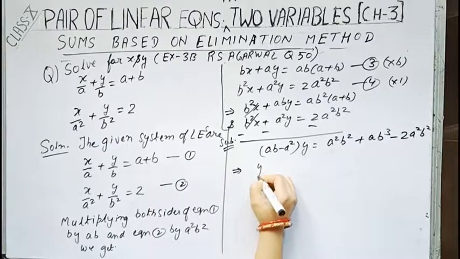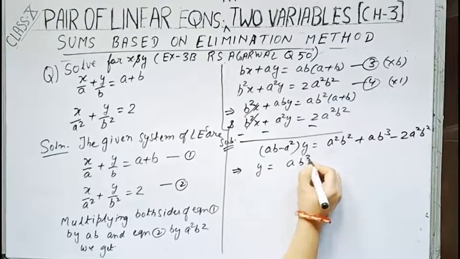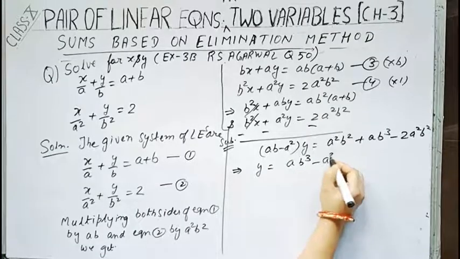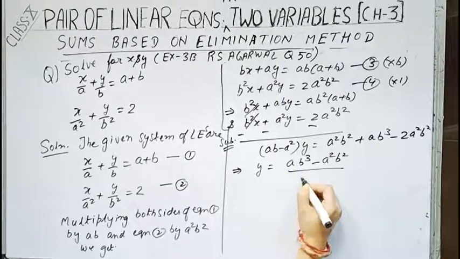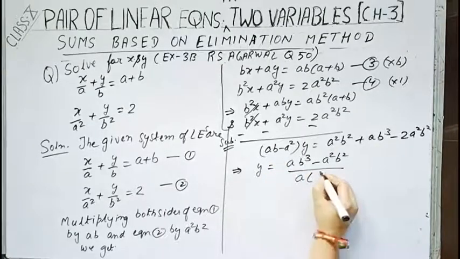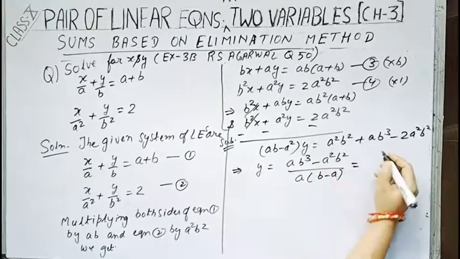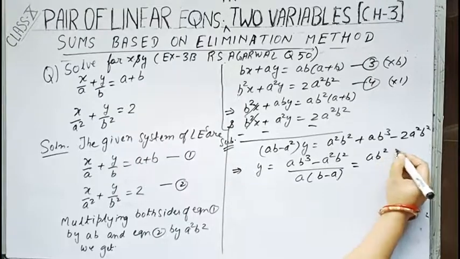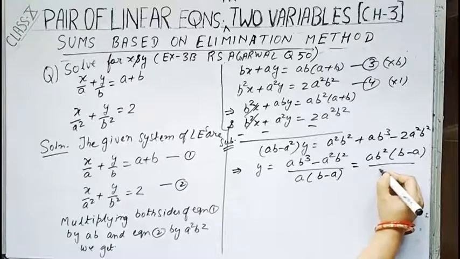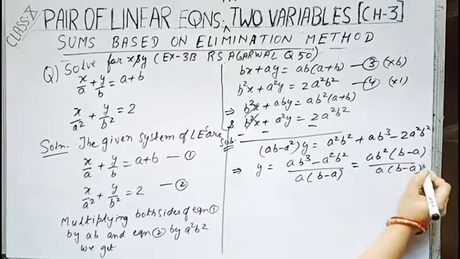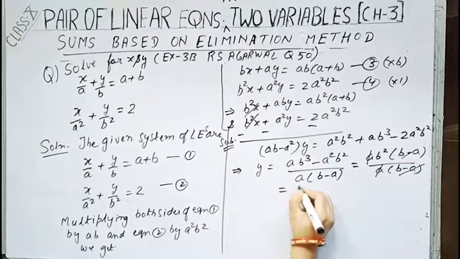This implies y equals, let us solve it, ab cube minus a square b square, divided by ab minus a square. In this, a is common and what is left is b minus a. This equals, in this what is common, ab square, what is left, b minus a, and over here a into b minus a. So this term, this term, this term and this term is cancelled. So we are getting y equals b square.